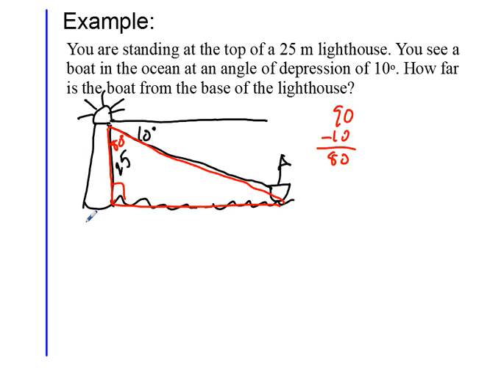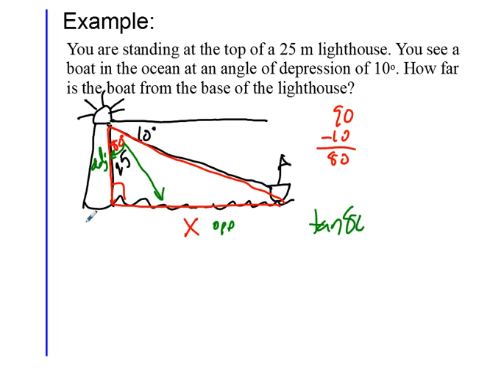How far is the boat from the base of the lighthouse? That means I am trying to find this distance from the base through the water to the boat. So I'm given a 25. From the 80, my x is my opposite side. The 25 is my adjacent side. So I'm using tangent this time.